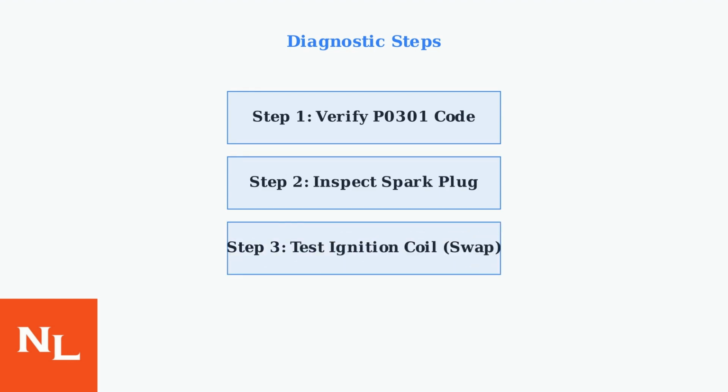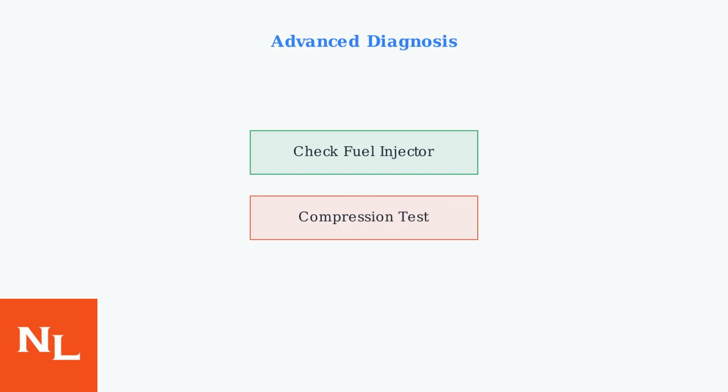The third step involves testing the ignition coil using the swap method. Move the cylinder 1 coil to another cylinder, clear codes, and test drive. If the misfire moves to the new cylinder, replace the coil. If the misfire persists on cylinder 1, check the fuel injector using a multimeter to test resistance and listen for proper clicking sounds. As a final step, perform a compression test to identify potential mechanical issues.